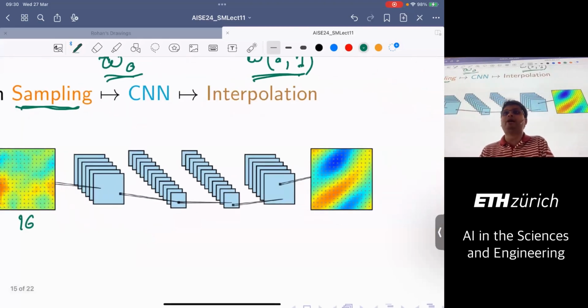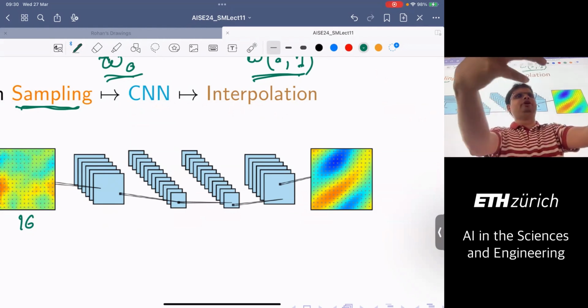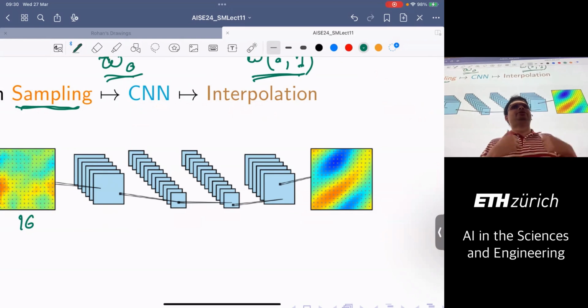I can do the same for my output, right? My output is also a function. I can sample it to 256 points or 4096 points and so on. So essentially, just by taking this one very simple step, I've reduced my infinite dimensional problem, which is mapping a function, to a finite dimensional problem, which is mapping a large vector to a large vector, right?